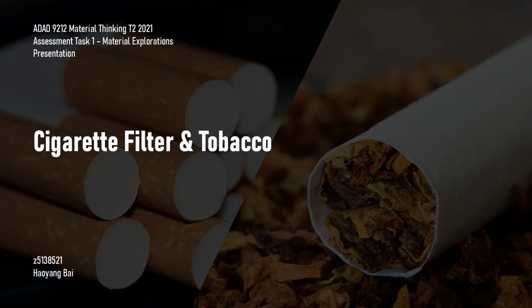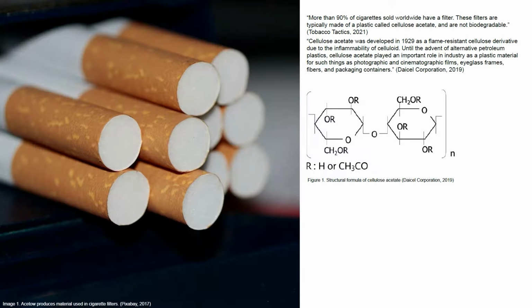My chosen materials are cigarette filters and tobacco. The first material is the cigarette filters. A cigarette filter is made of cellulose acetate, a kind of plastic. Before tobacco companies started to apply cellulose acetate to make filters, they had tried cotton, charcoal, and food starch, but cellulose acetate remains the major choice.